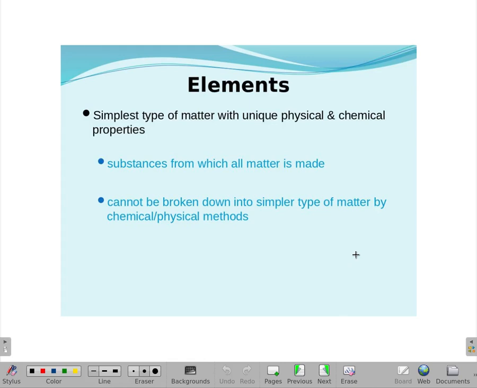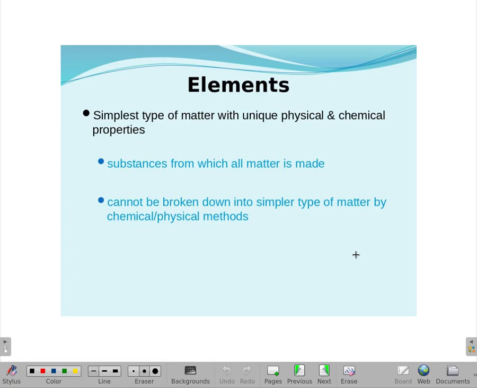And the unique physical and chemical properties are simply there because an element is the smallest thing that has unique physical and chemical properties. There are things smaller than atoms, but they can't share both physical and chemical properties with the elements.